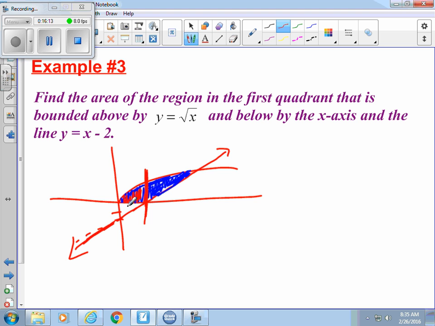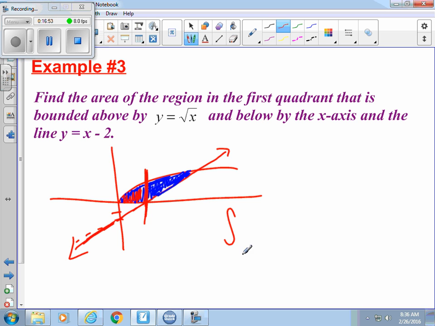What is the bottom on this first piece? It's just the x-axis, right? Which is y equals 0. Everyone agree with that? So I need two integrals to do this problem as it sits. I'll show you another option also, but so this one, because the top and bottom are not the same all the way across the region, I need two separate integrals if I leave it as it sits.